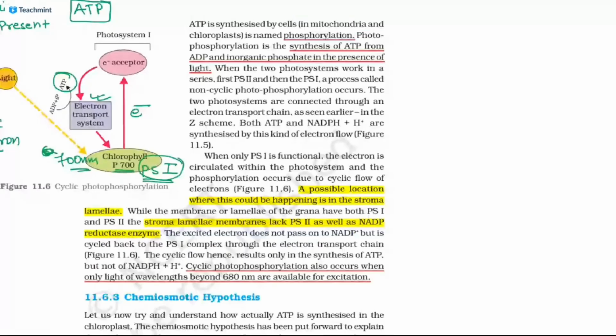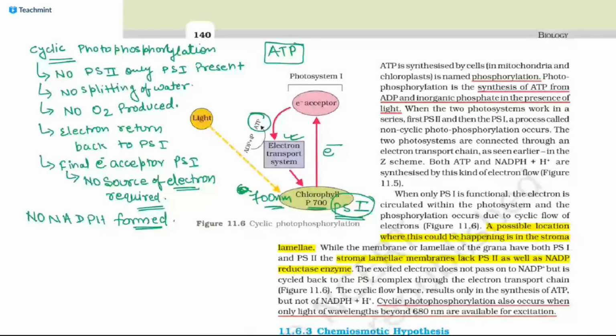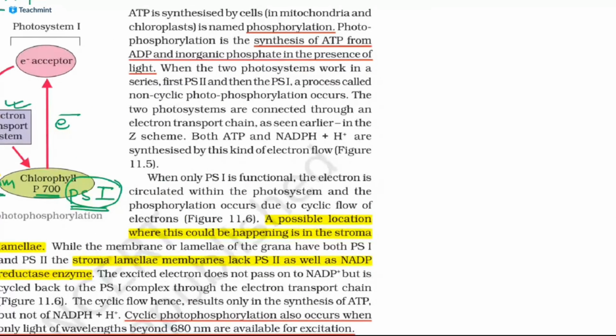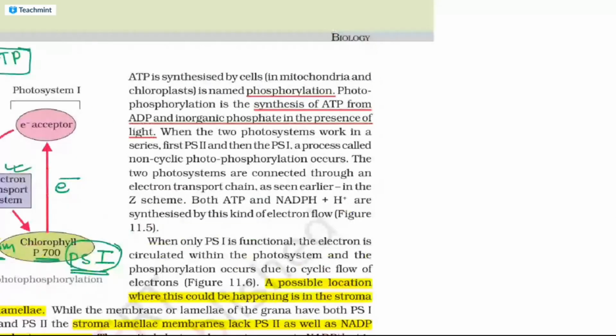So now it's your homework to list down all the differences between photosystem 1 and photosystem 2, each and every possible difference. One more point I would like to add here. It is related to photosystem 1 and photosystem 2. So again, see it very carefully.